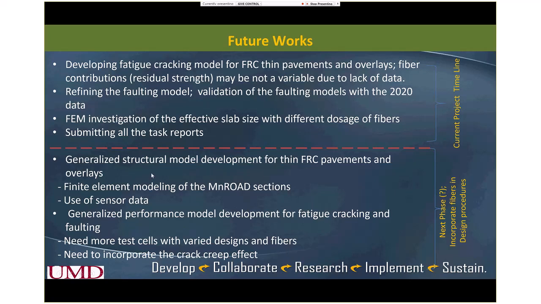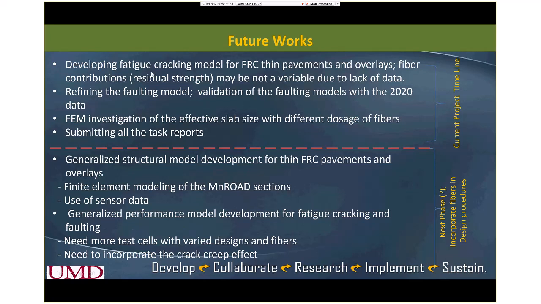After that, the next thing we should do is generalize the structural model, right? When we say structural model, that will be finding the stresses or strains for the given design features. That includes fiber contribution. And that needs finite element modeling of the main road sections using sensor data, and then a generalized performance model like a fatigue model or faulting model.